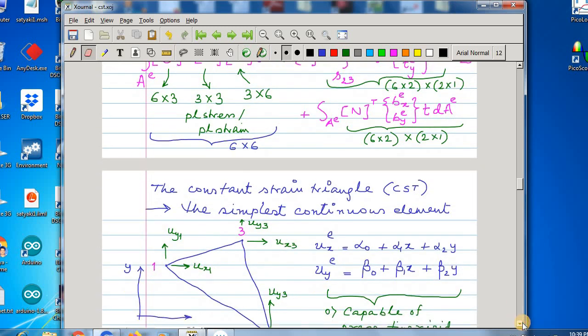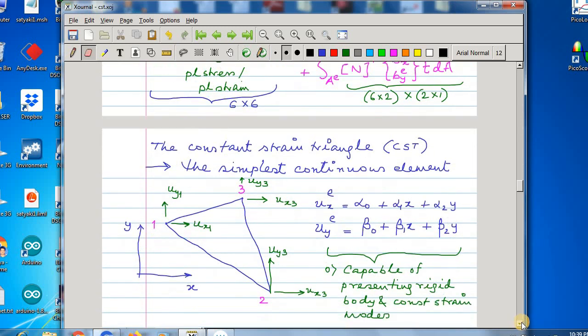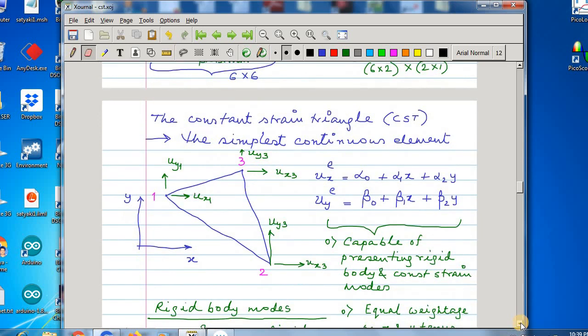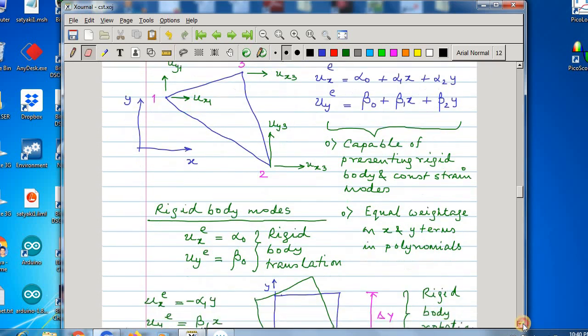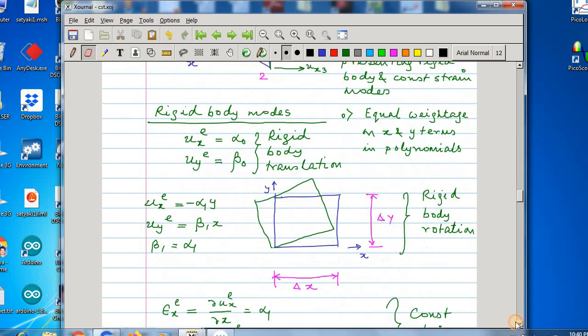So next we will start studying the constant strain triangle, and we'll learn how to find the shape function matrix, how to find the expressions for each one of the shape functions, and what is the form of the B matrix, which is the strain displacement matrix.